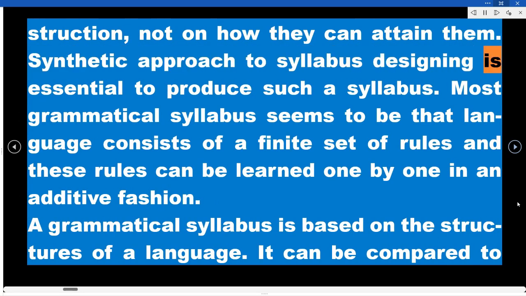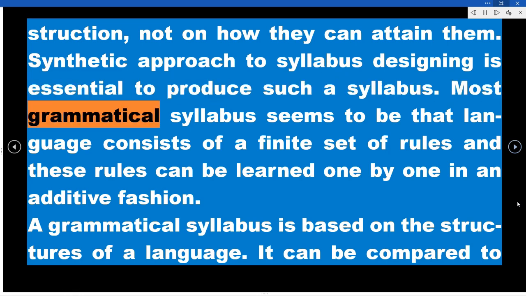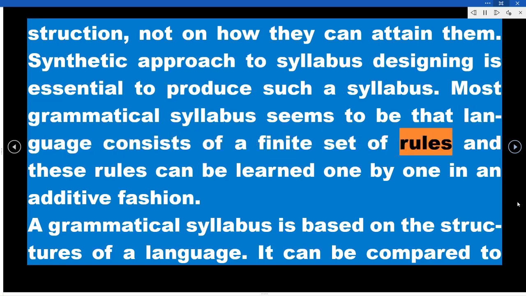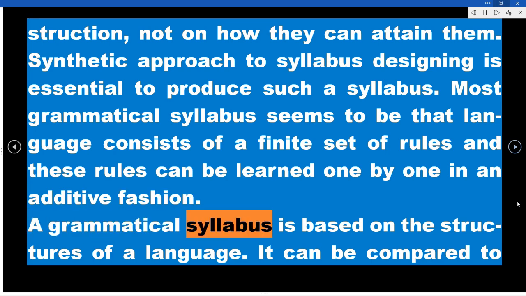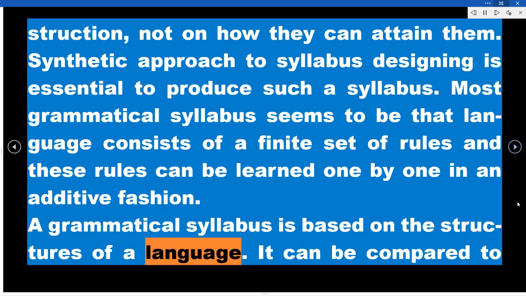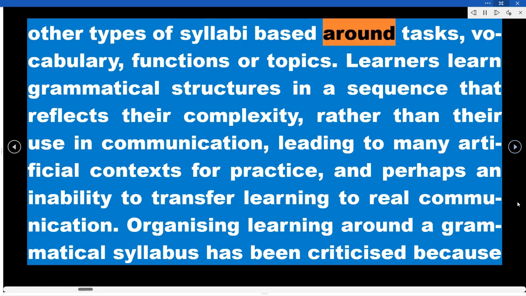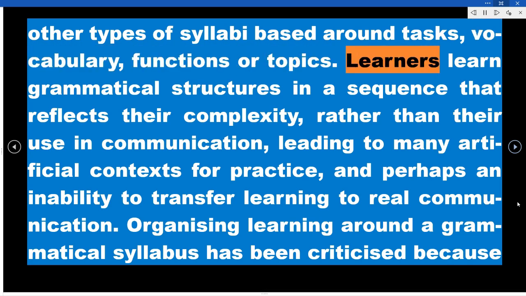Synthetic approach to syllabus designing is essential to produce such a syllabus. Most grammatical syllabuses assume that language consists of a finite set of rules and these rules can be learned one by one in an additive fashion. A grammatical syllabus is based on the structures of a language. It can be compared to other types of syllabi based around tasks, vocabulary, functions or topics.